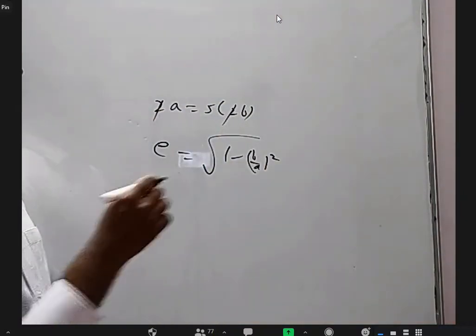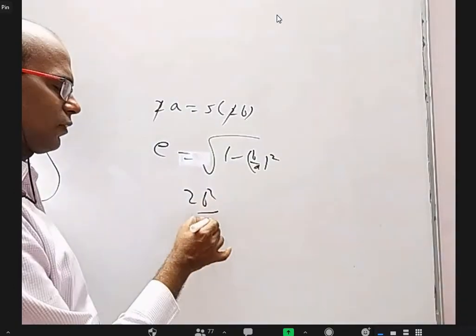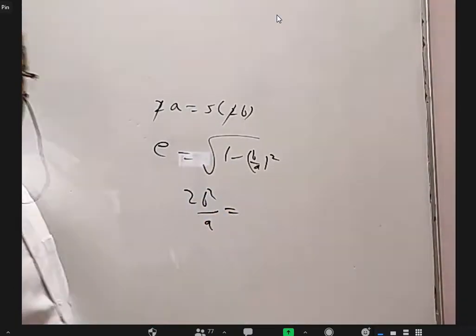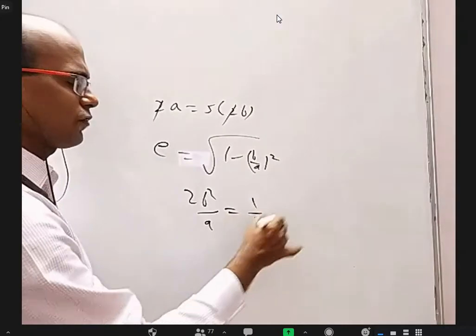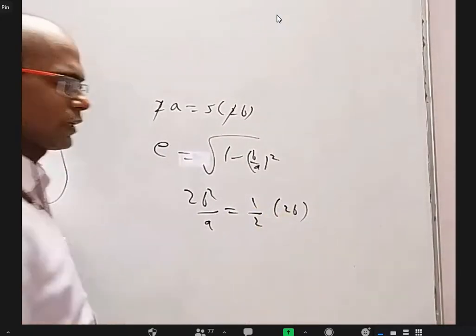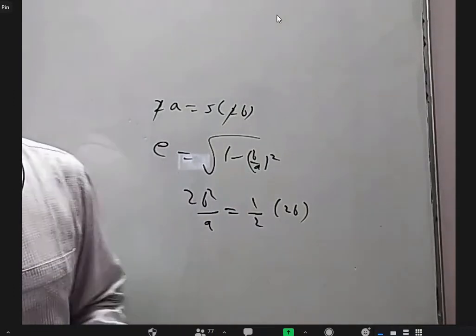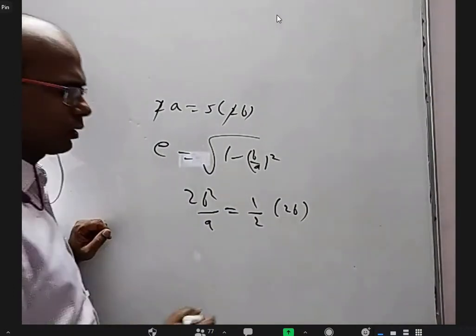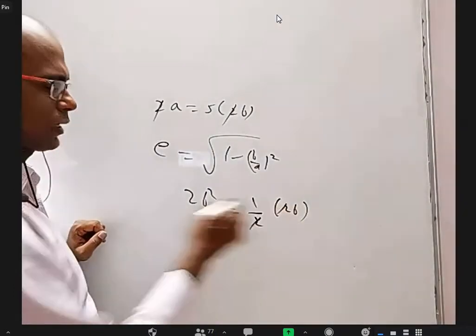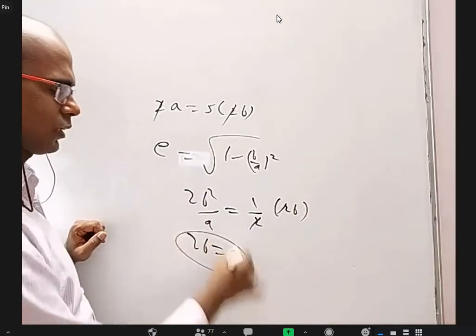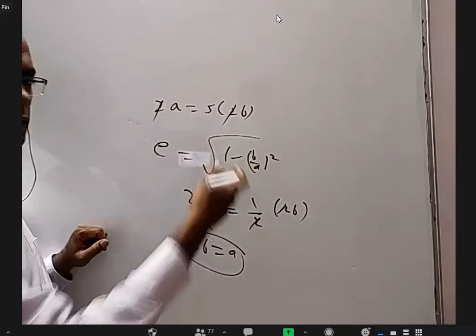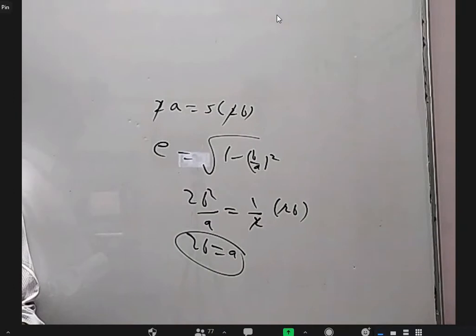Sometimes they may tell the length of the latus rectum is half of the minor axis, something like this. Length of latus rectum is half of minor axis. Then cancel 2, cancel 1B, you got 2B equal to A. Again, you got B by A as 1 by 2, right?